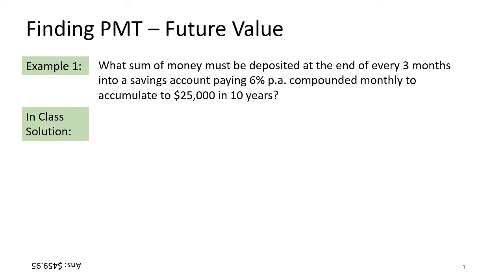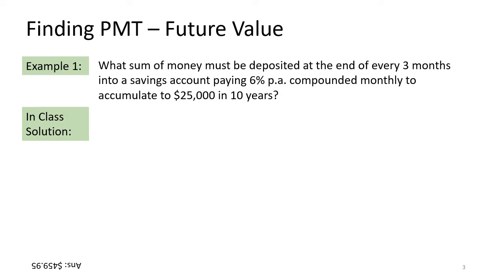So let's start with finding payment if you know the future value. What sum of money must be deposited at the end of every 3 months into a savings account paying 6% per annum compounded monthly to accumulate to $25,000 in 10 years?